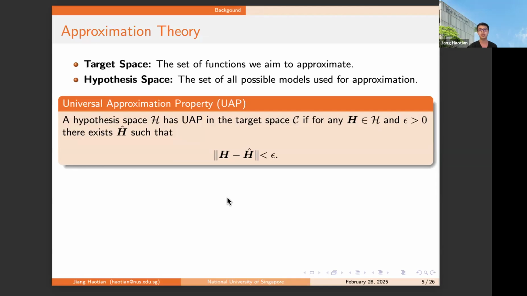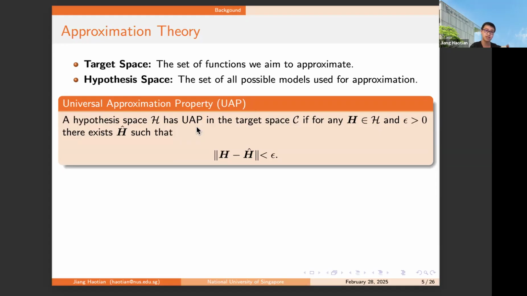Now let me give a brief introduction to approximation theory. There are two main things we consider. First is the target space, which is the set of functions that we aim to approximate. And we also have the hypothesis space, a set that consists of all the possible models we use for the approximation. So all the models are from the hypothesis space, and the target space is what we want to learn. And the most famous theorem in approximation theory, I think, is the universal approximation property.